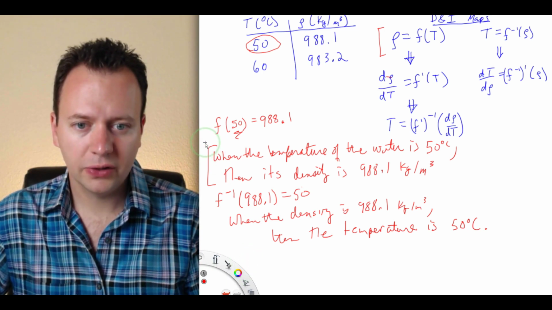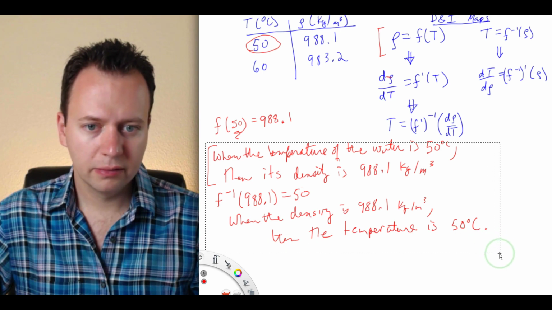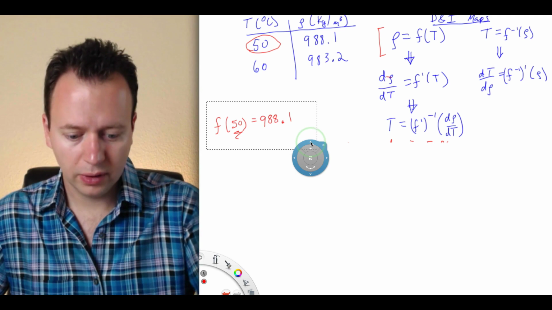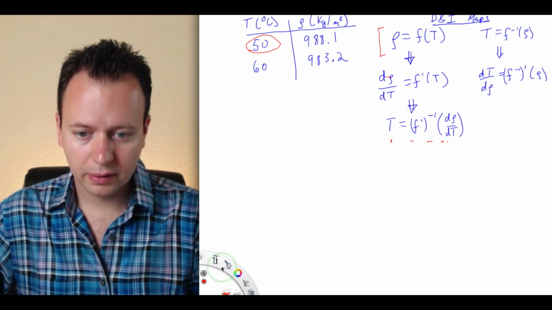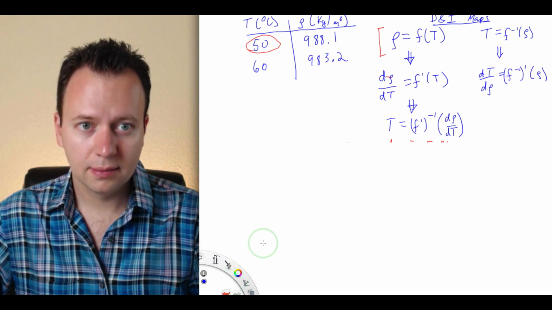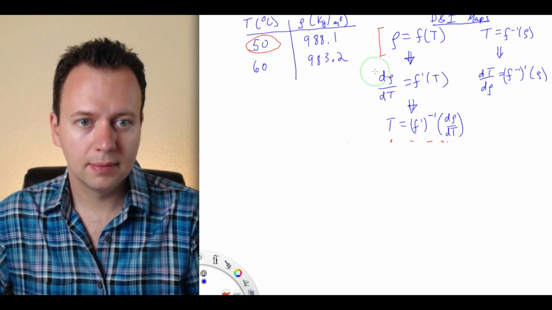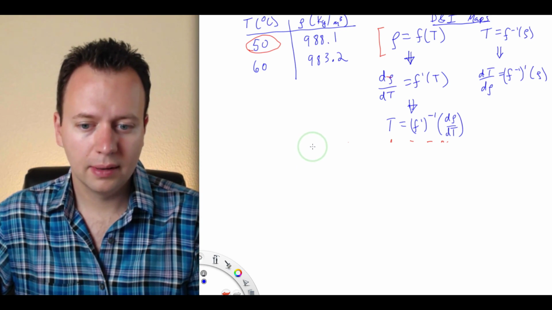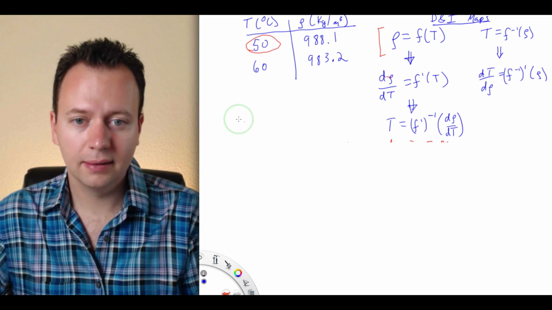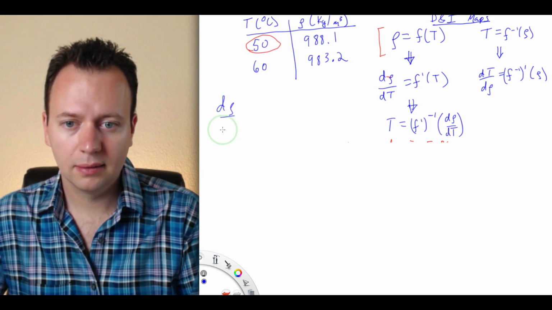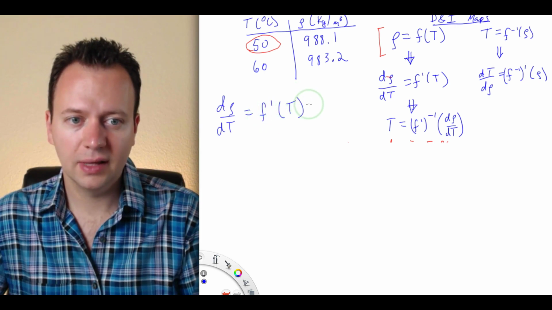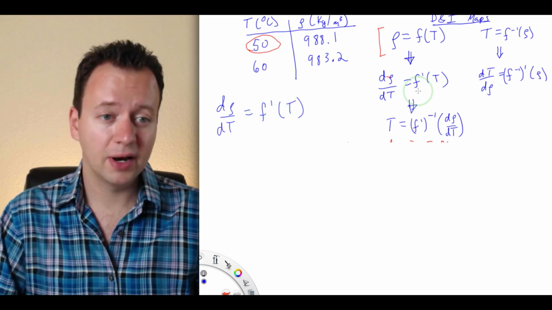Okay, so now let's go on to the next one. So let's start doing derivatives. Okay, so for the derivative, d rho dt, this is going to equal f prime of t. So that's just straight from the derivative and inverses map that I had set up.